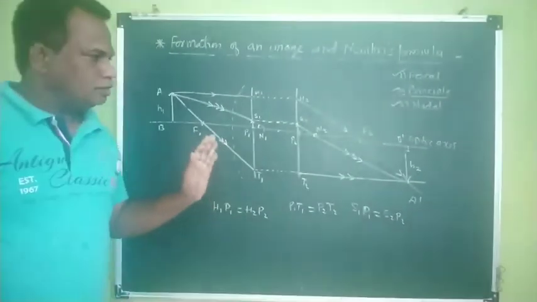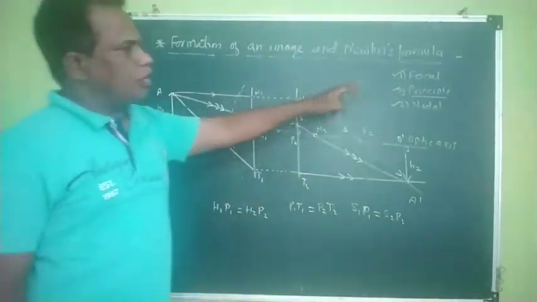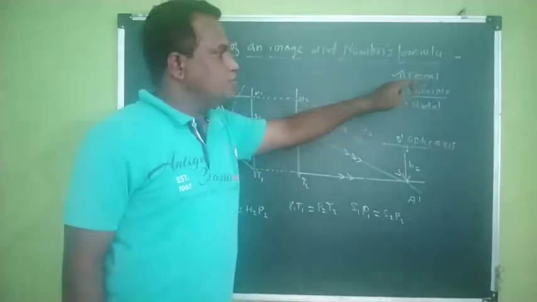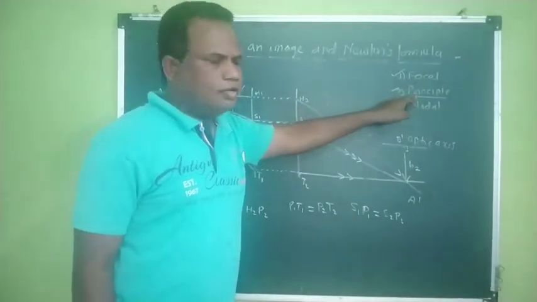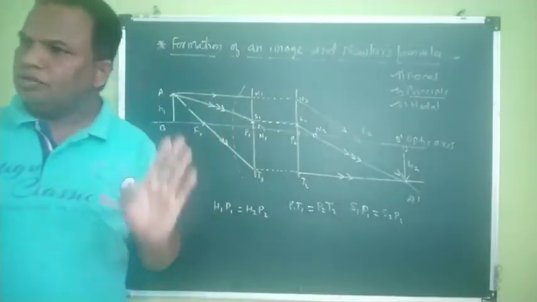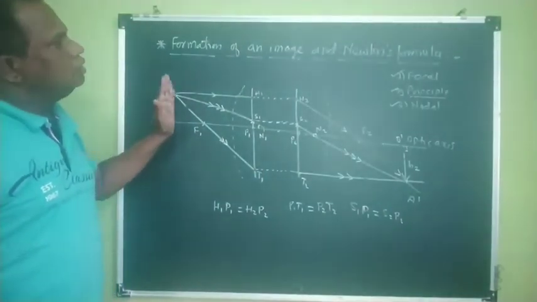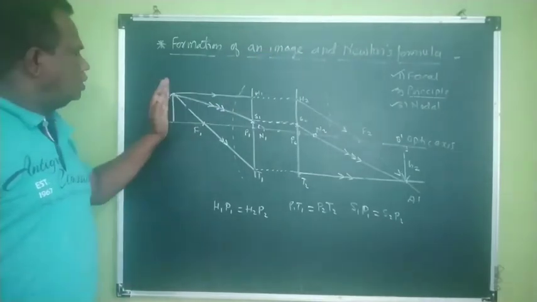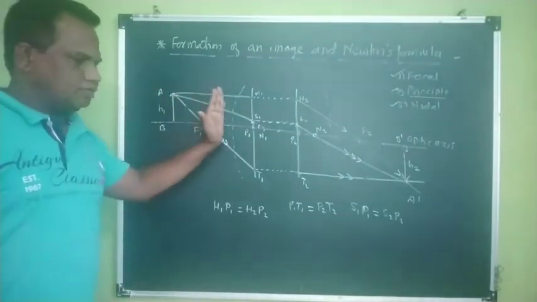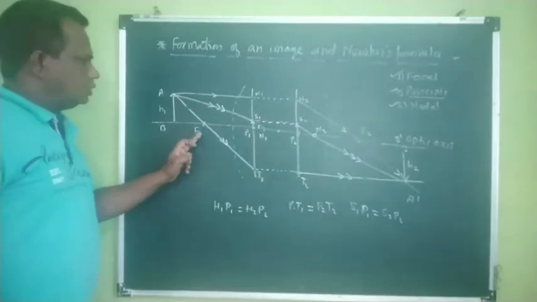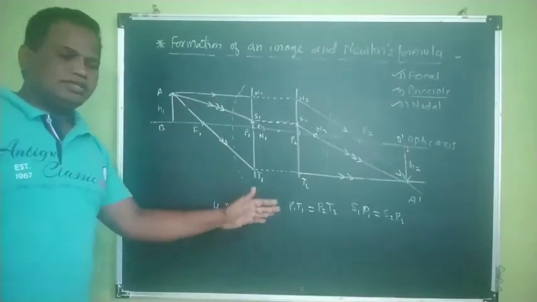Did everyone understand? That means by using the properties of the focal point, the properties of the principal point, and the properties of nodal points, one can form the image of an object put at any distance from the lens system.